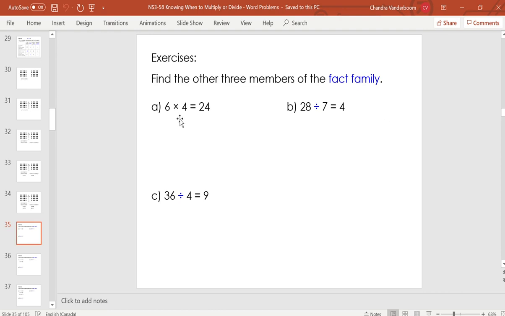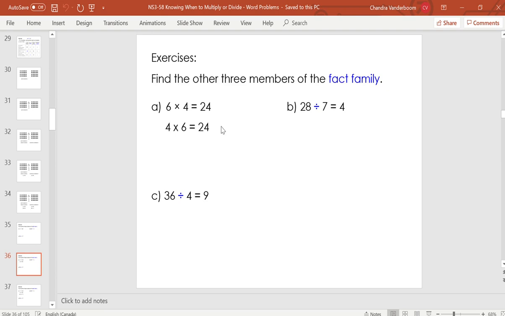So 6 times 4 equals 24. What will our other multiplication sentence be? Well, our equals 24 won't change, but these 2 can just switch order. So we have 4 times 6 equals 24. That was easy. Now we want to do division.